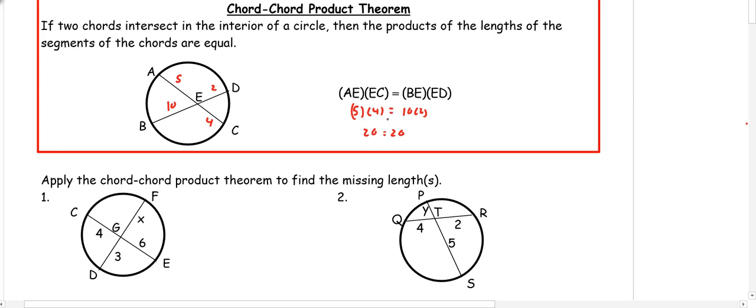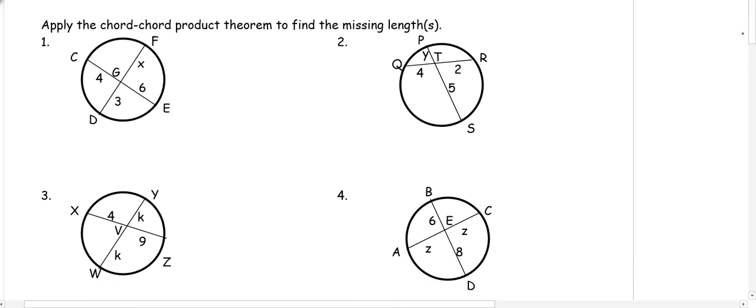This is important to help us find a variable. So let's use this idea to solve for x, or the other variable listed. In number 1, to solve for x, 4 and 6 come from the same chord, so they get multiplied together. 3 and x come from the other chord, so they get multiplied together. So we get 24 equals 3x. We can divide by 3 on both sides, so x is 8.